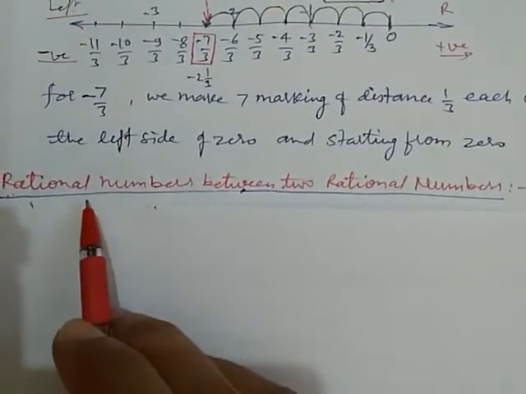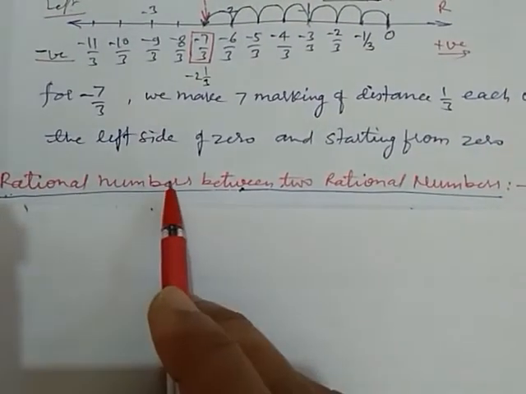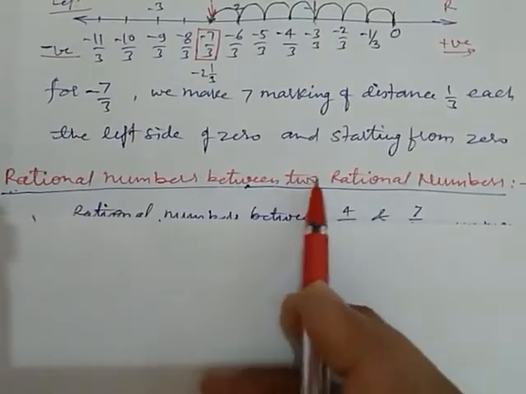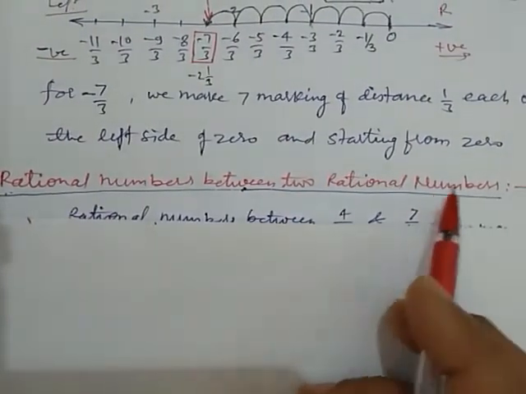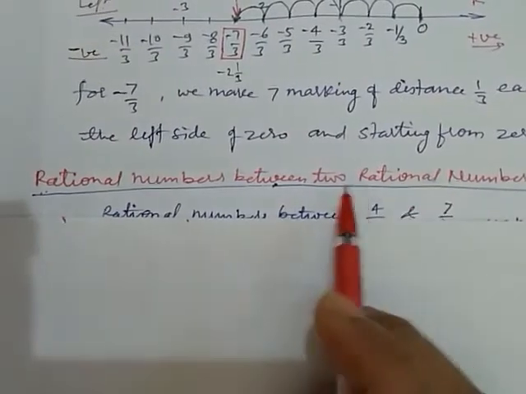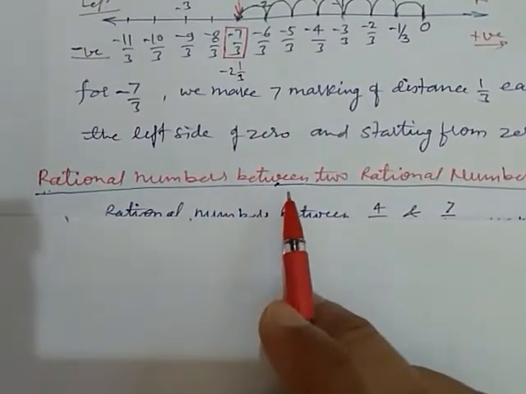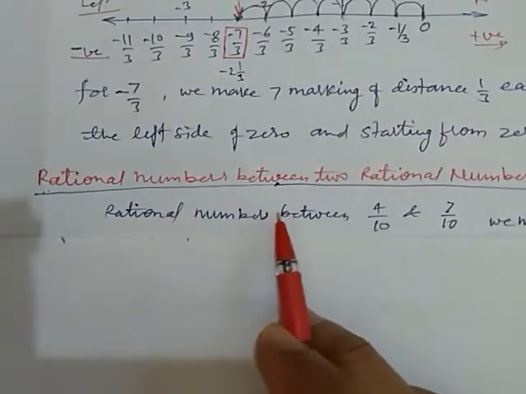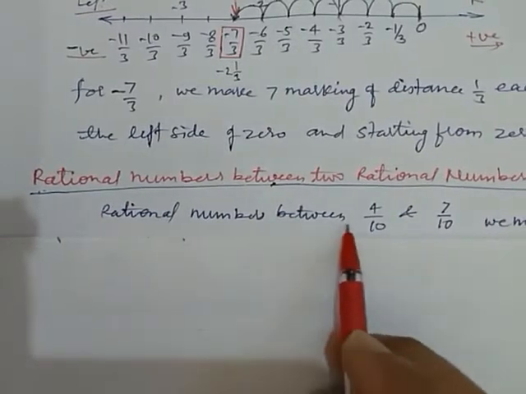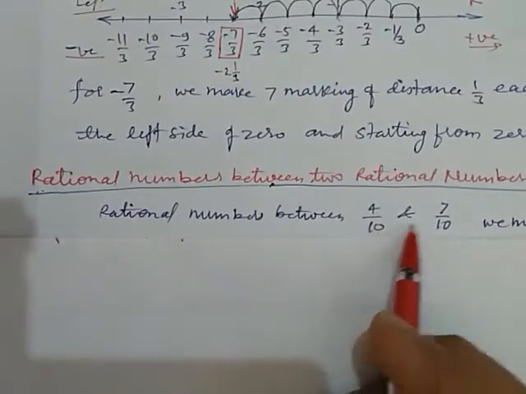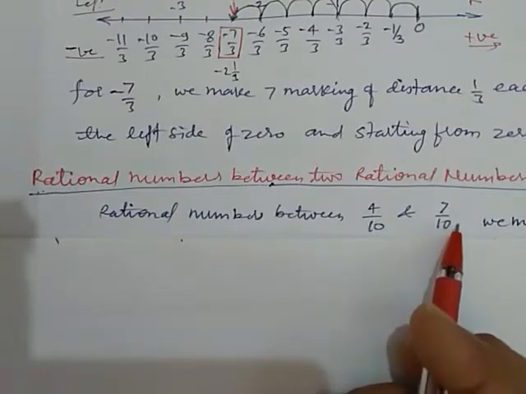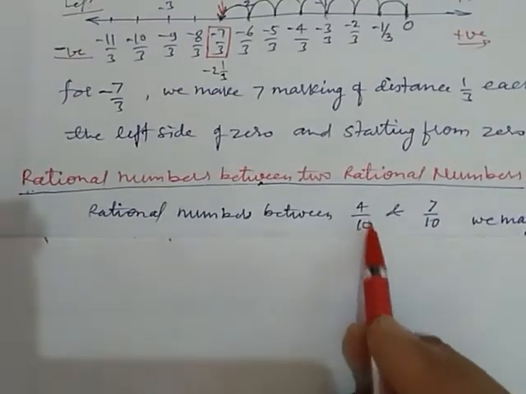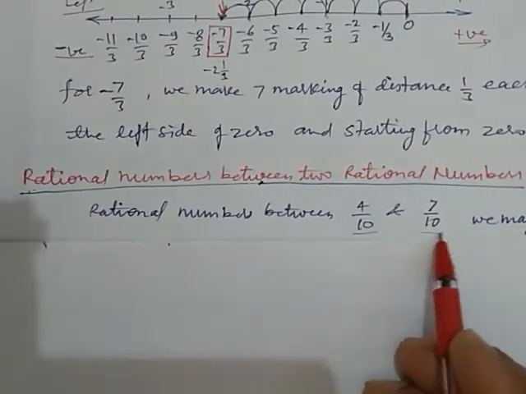Now our topic is rational numbers between two rational numbers. If we are given two rational numbers and we have to find numbers between them, what do we do? Let's find rational numbers between 4 by 10 and 7 by 10.